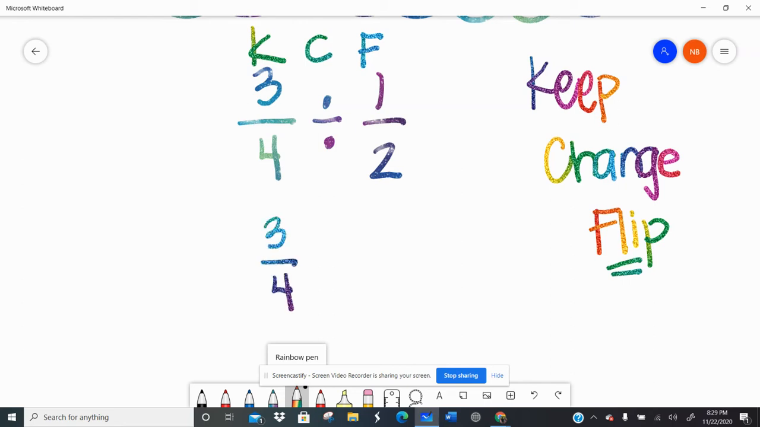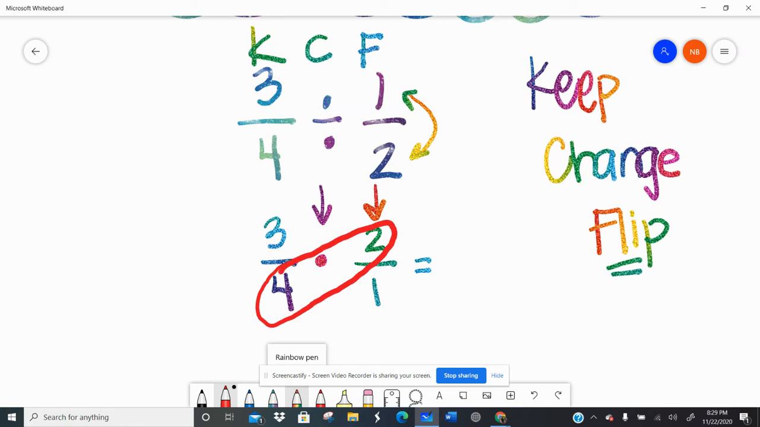I like to write it right underneath. I change division to multiplication, and I flip 1/2. When I flip it or take the reciprocal, I literally just flip-flop it upside down. So instead of 1/2, it's 2/1. Now I have a multiplication problem, so I follow the rules of multiplication. I see if I can cross simplify.